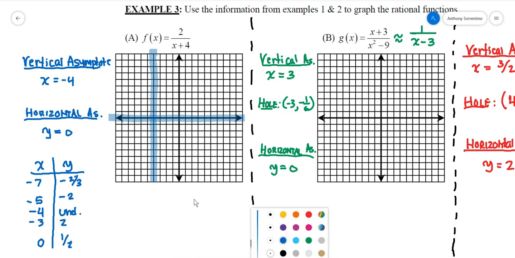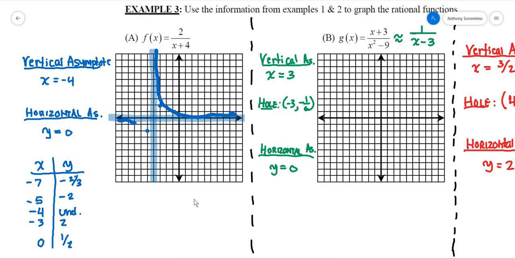So I'm going to plot those points. So the graph overall would look like this. Now, if it looks like you're touching your asymptotes, that's okay. Just don't cross through them unless you see evidence to suggest you should. But generally, that's what the graph is going to look like.